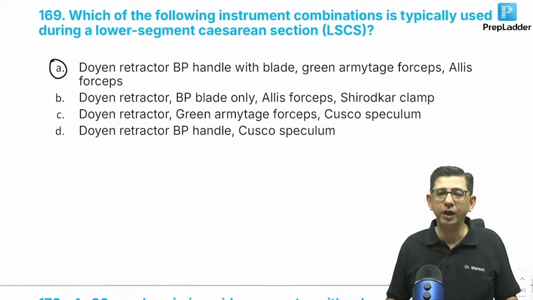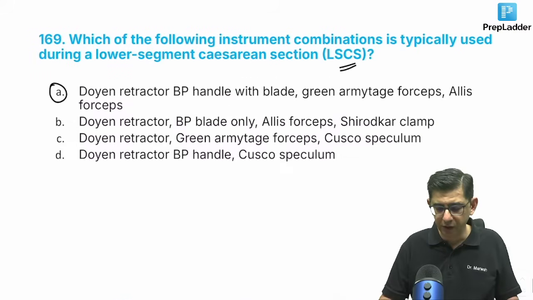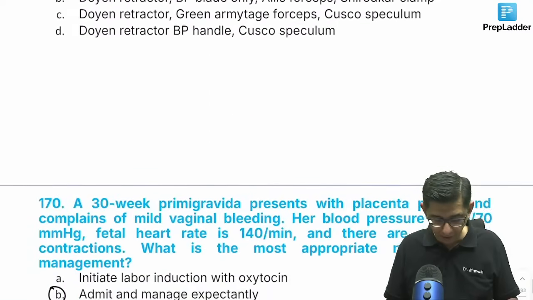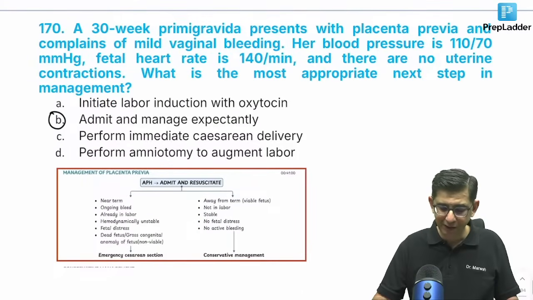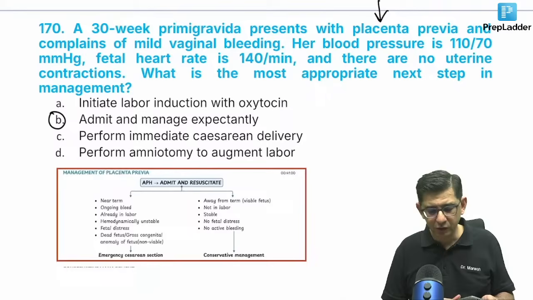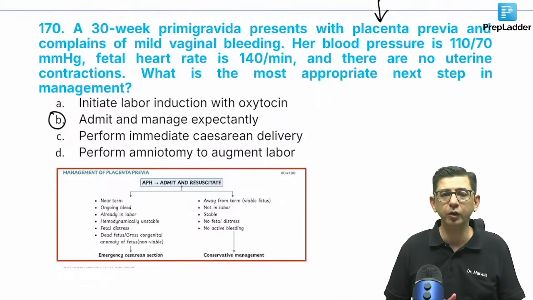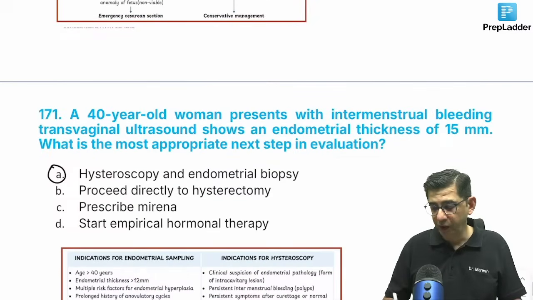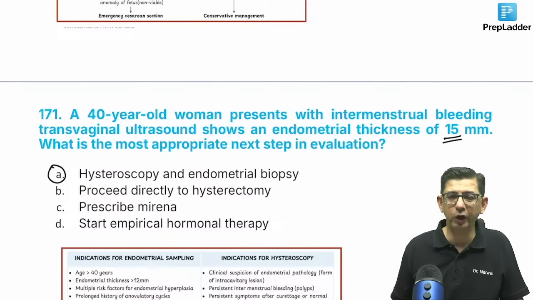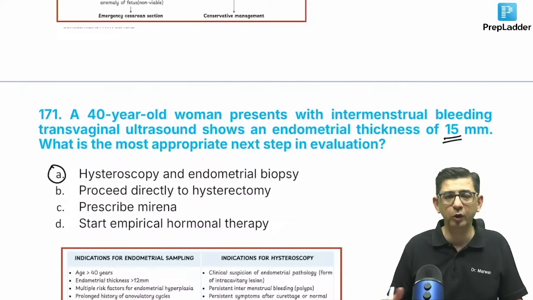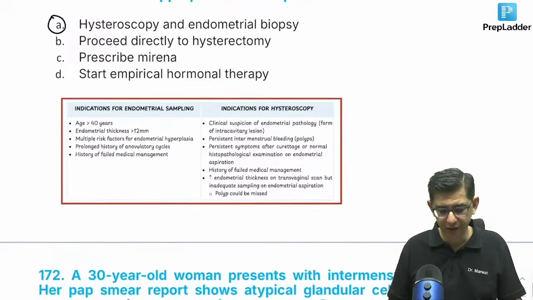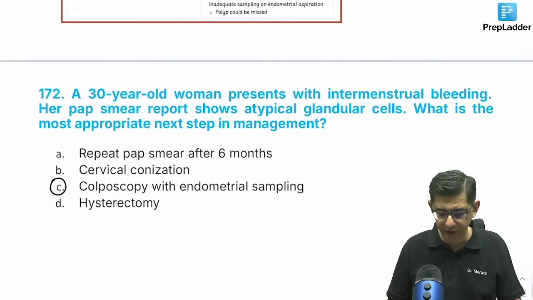Okay. So for LSCS, the instruments part was given and you had to arrange the instruments that would be used. So pretty straightforward one for 169 as well. Okay. Then is this lady with the placenta previa. The fetal heart rate was pretty decent, so we'll be managing expectantly. We don't want to rush into a labor. The reference for the same from ma'am's notes is already given here. Endometrial thickness of 15. They always ask about endometrial. Every time we have a perimenopausal woman with endometrial thickness going more than 12ish, then endometrial biopsy is usually done. So 171 also makes a very plausible explanation.